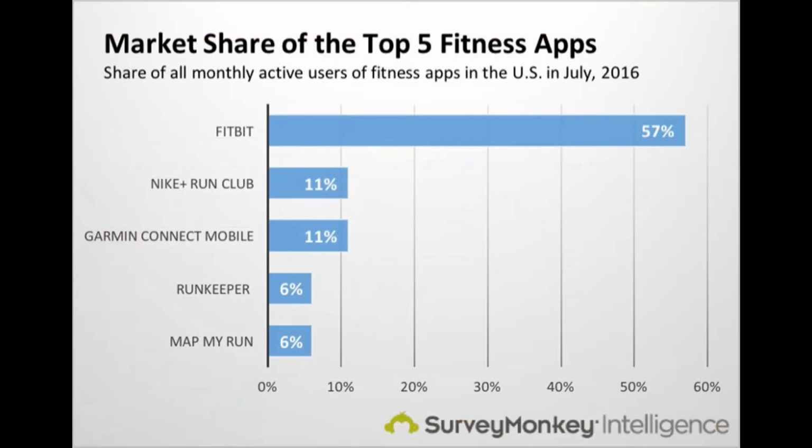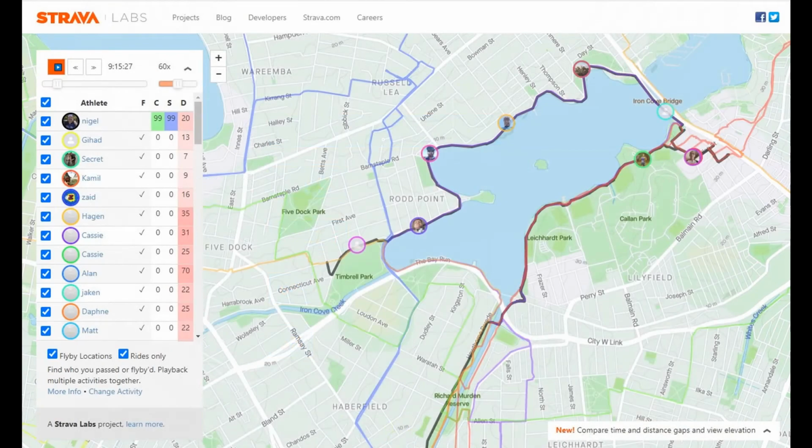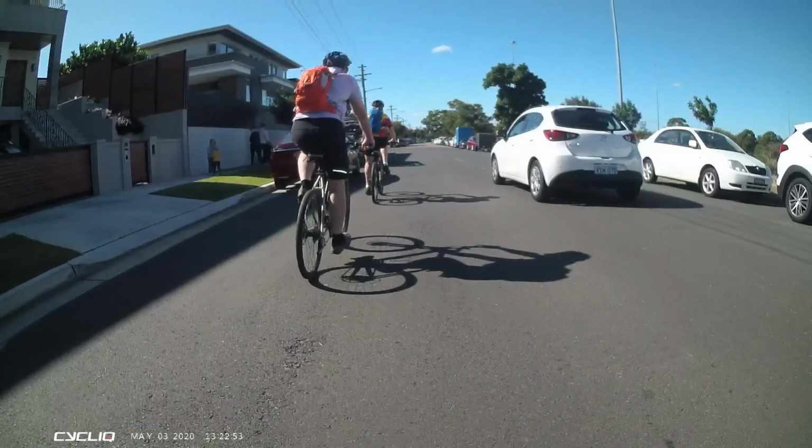For starters, only a small proportion of all cyclists bother to use a fitness app like Strava. I tried to get a feel for this by using the Strava flyby feature. This shows you every other Strava user that you went past during a particular activity. I chose the 3rd of May, because it was a nice sunny day, there were lots of people on the Bay Run, and I still had video from that ride on my hard drive.